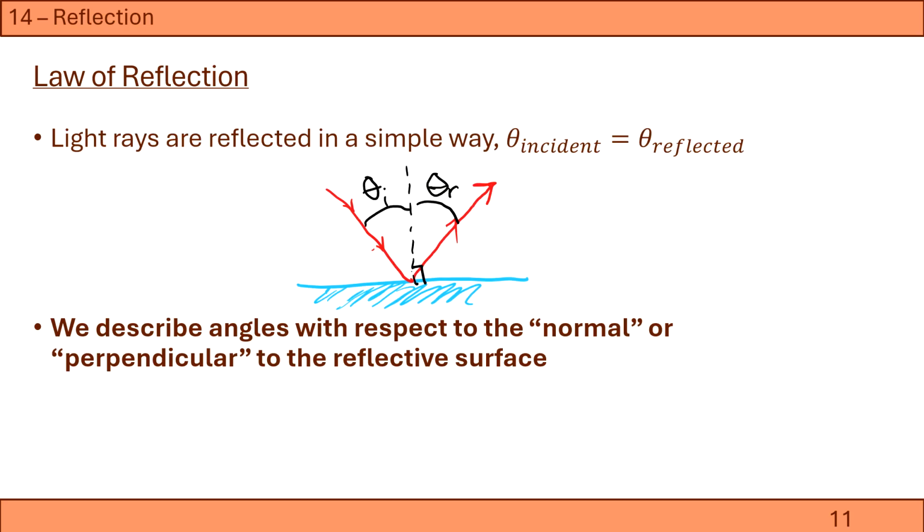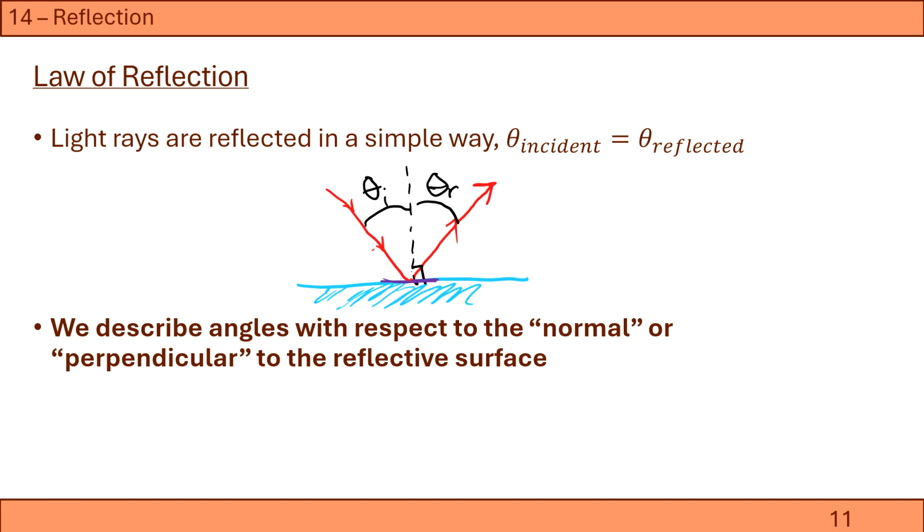About the math, it turns out that light reflects in a very simple way, called the law of reflection, and that says that light coming in towards a surface reflects exactly outwards at the same exact angle.